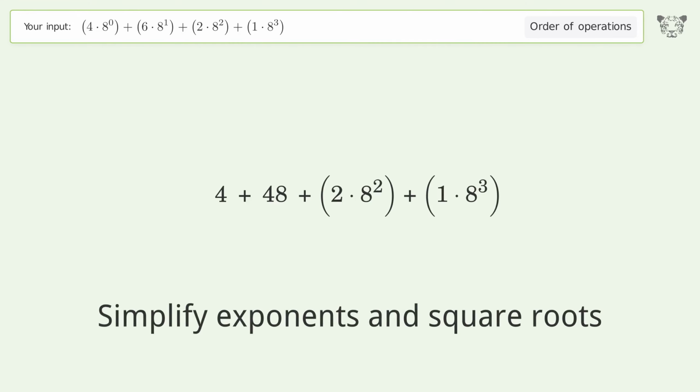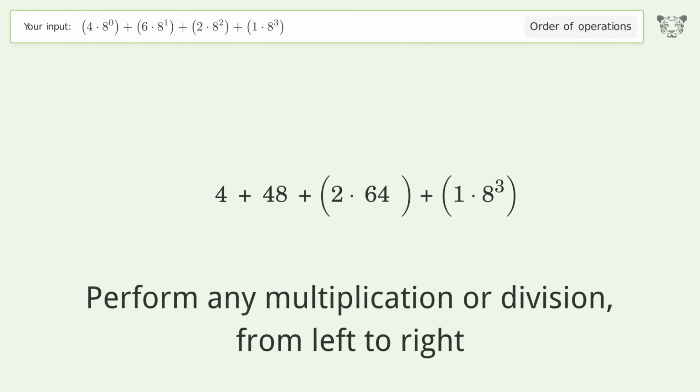Simplify exponents and square roots. 8 to the power of 2 equals 64. Perform any multiplication or division, from left to right. 2 times 64 equals 128.